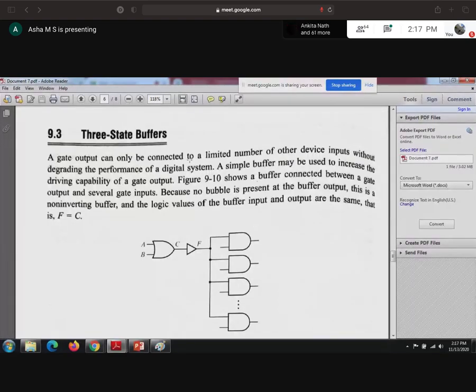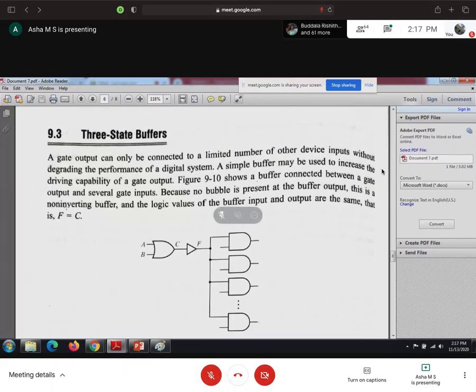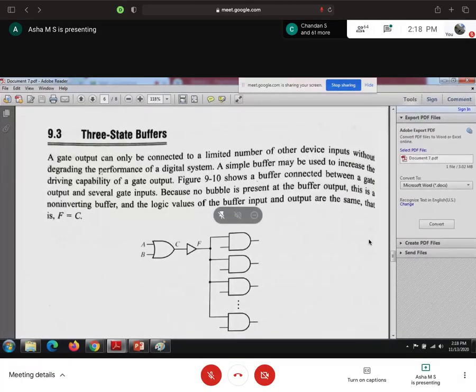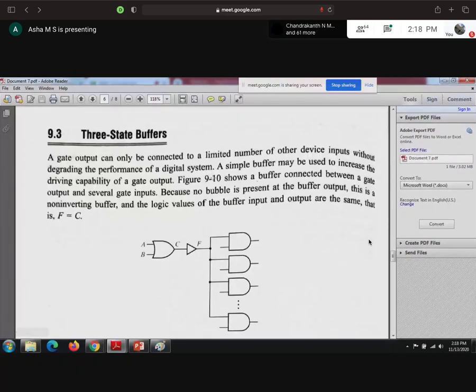See, a gate output can be connected to a limited number of other device inputs without degrading the performance of a system. Actually, we cannot connect the output of the gate to an infinite number of device inputs. If you connect the output of the gate to the input of another device, there is a limited number. So here the performance of the system should not degrade. How can we keep it constant, or how can we increase that?